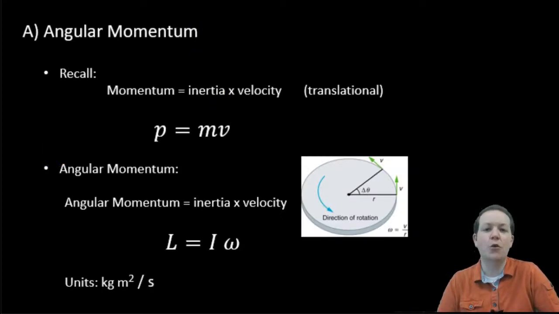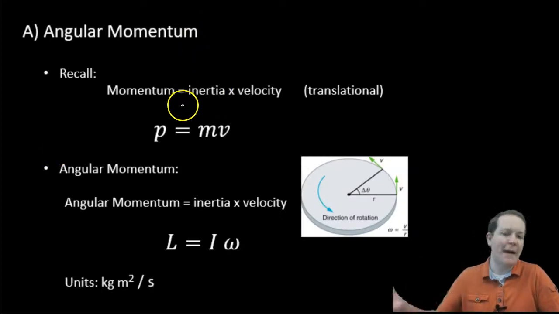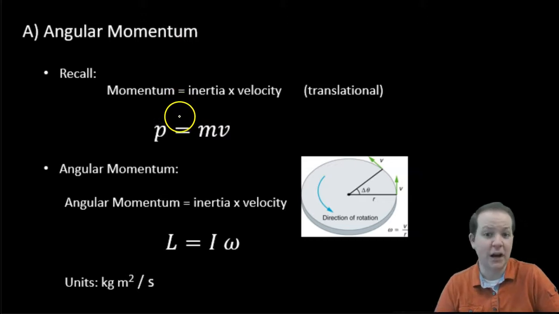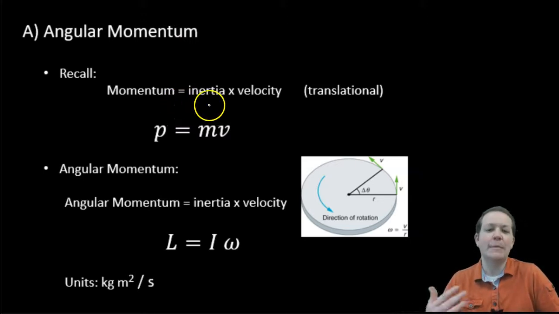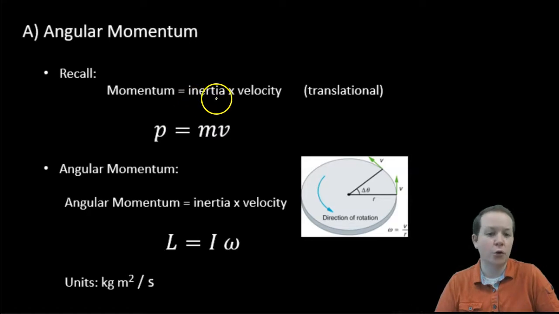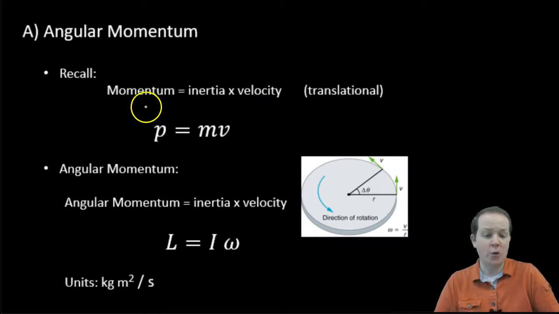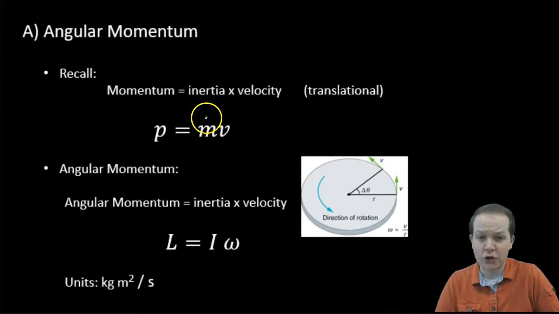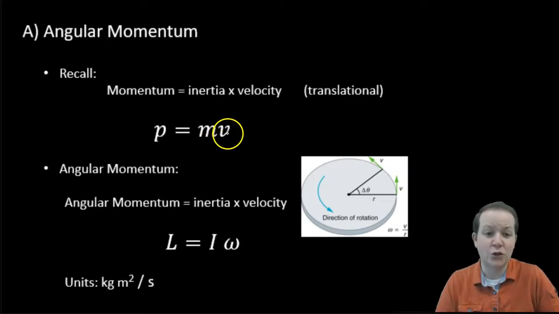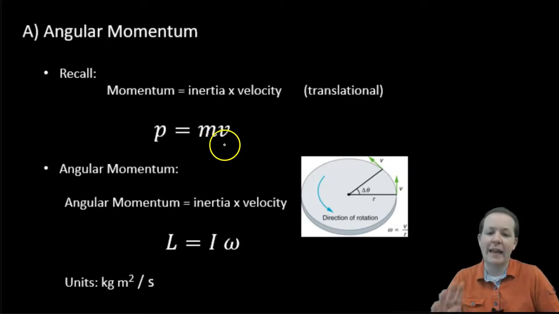First, let's remember the original thing that we learned way back when, several sets of videos ago. Momentum is a property based on an object's inertia and its velocity. This is, of course, dealing with things that are translating, going from one location to another. The equation, P for momentum, is equal to M, that's for inertia, of course, and V for translational velocity. Well, we have a cousin.